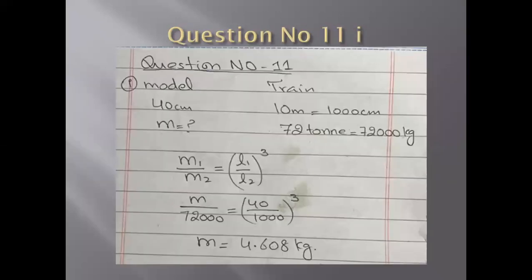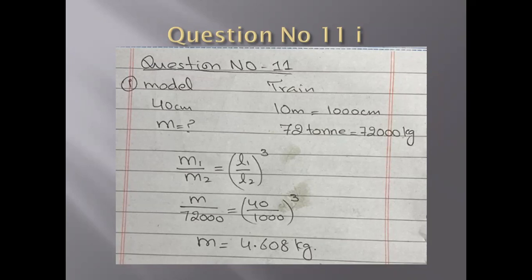Okay. So the model is a 40 centimeter long train, and the real train is 10 meter long, which means 1000 centimeter. The mass of the model is the question. The mass of the train is 72 tons, which means 72,000 kg. Because both of them are similar to each other, the ratio of their masses is equal to the cube of the ratio of their lengths. So M1 by M2 will be equal to L1 by L2 whole cube. So M1 is M, M2 is 72,000, equals 40 divided by 1,000 whole cube.